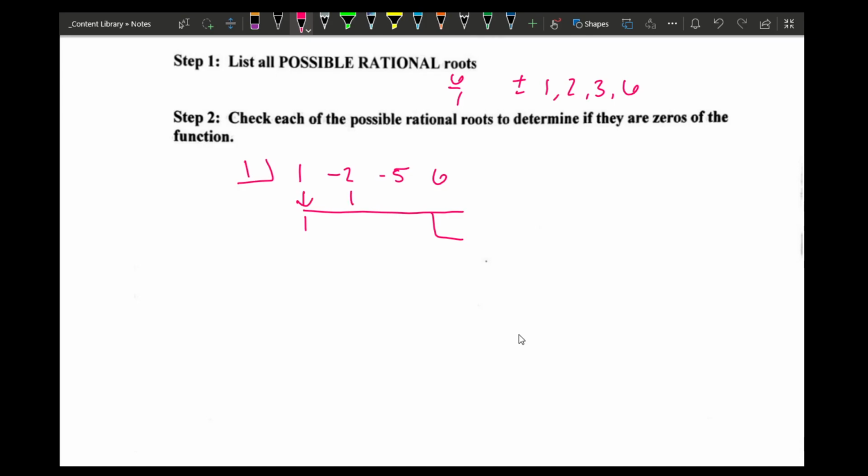1 times 1 is 1. Negative 2 plus 1 is going to be negative 1. 1 times negative 1 is negative 1. Negative 5 plus negative 1 is negative 6. Negative 1 times negative 6 is negative 6. 6 plus negative 6 is 0. When you get a 0 here, you know it is a factor. So we know that x minus 1 is a factor.